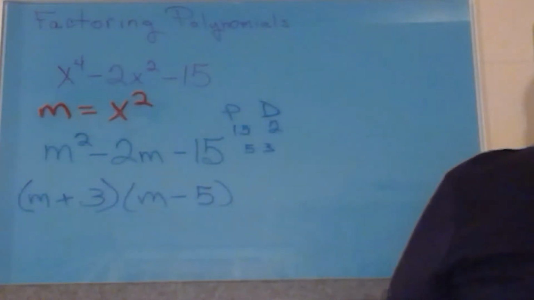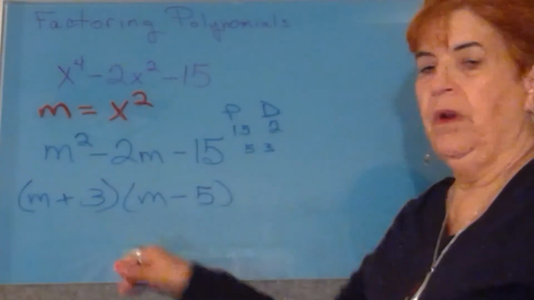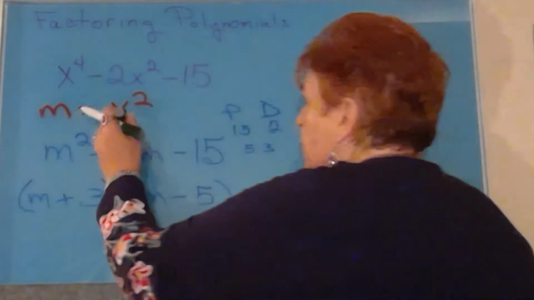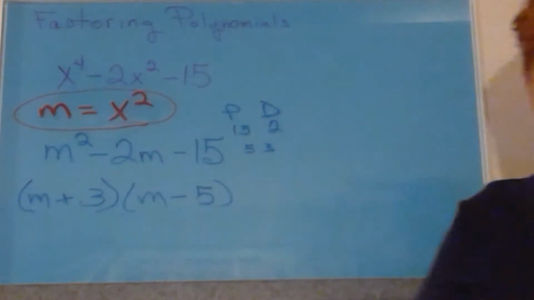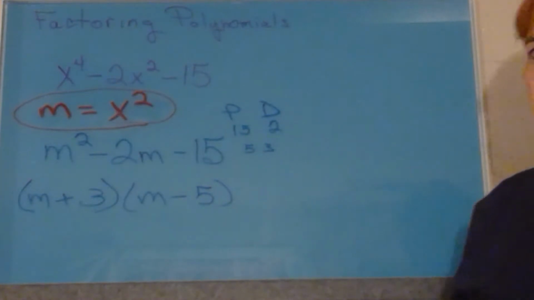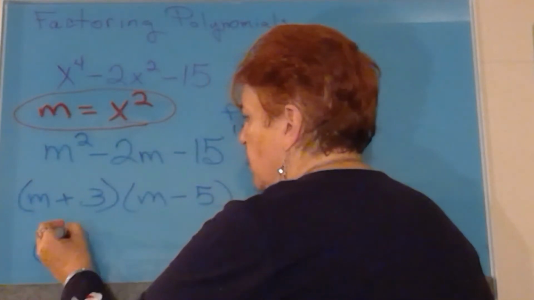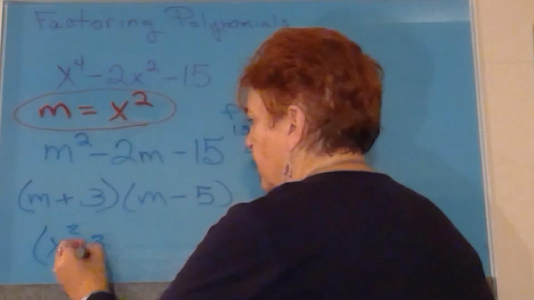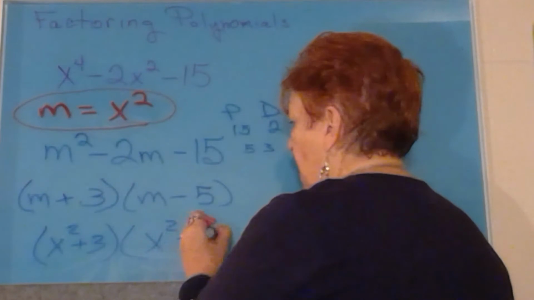Now, don't forget, we did not have m's in our original equation. So you can't leave the m's in your answer. If m is x squared, then what you have is x squared plus 3 and x squared minus 5.